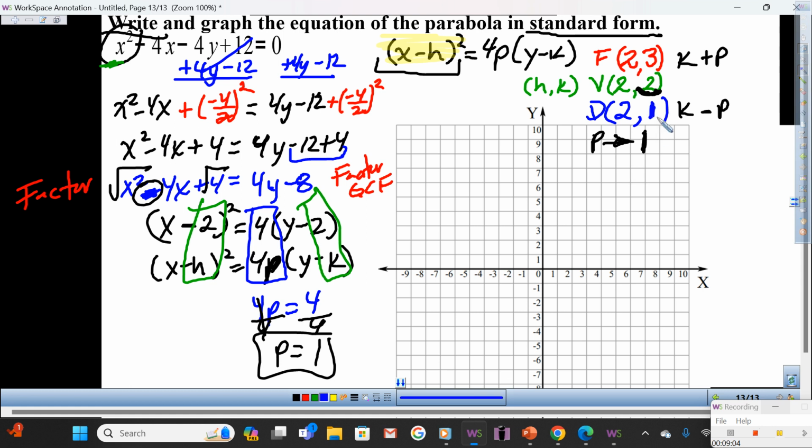So now, do we have enough information to make our graph? All right, let's do that. Our focus is at 2, 3. Our vertex is at 2, 2. Our directrix is at 2, 1. And then you sketch your parabola.